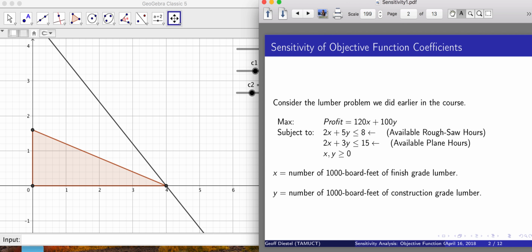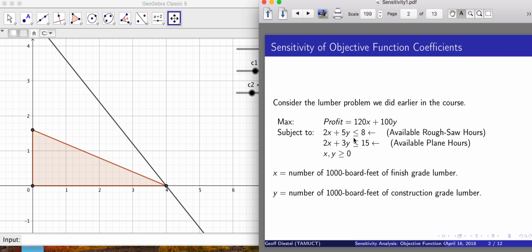All right, so we're talking about this very simple problem first. We want to maximize a profit based on a lumber company deciding how many board feet of two types of lumber that they want to process. So the profit function is given by $120 of profit for every 1,000 board feet of finished grade lumber, which is denoted by X, and $100 for each 1,000 board feet of construction grade lumber, which is denoted by Y. And we want to maximize profit relative to these two constraints.